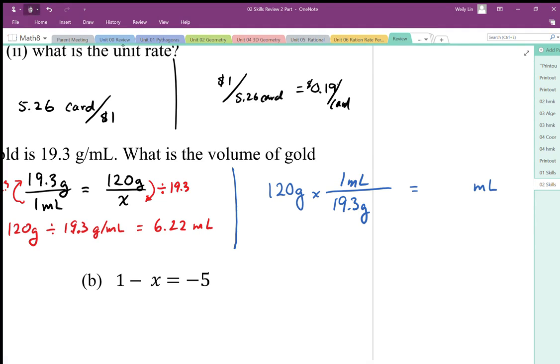So this is what happens. These cancel out, times on top, divide on bottom. So I'm going to do 120 times 1 divided by 19.3. And notice that it ends up dividing by 19.3, just like I had here, but it naturally puts the divide on the bottom if we understand how these rates cancel out. And so my answer works out to be 6.22, and the units left over are milliliters, so my answer is in milliliters.